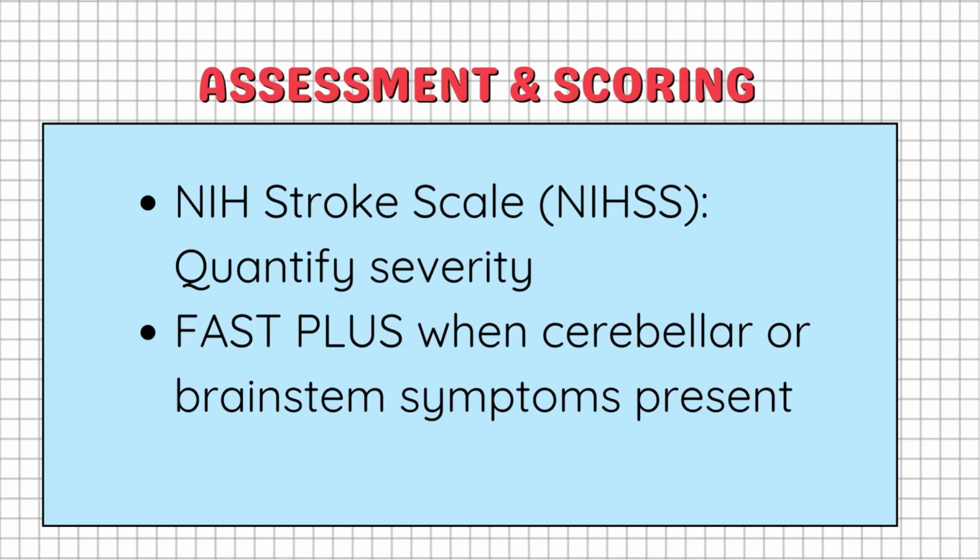The score ranges from 0 to 42. A score of 1 to 4 indicates a minor stroke. 5 to 15 is moderate. 16 to 20 is moderately severe, and above 20 suggests a severe stroke. The NIHSS not only helps in assessing baseline deficit, but also monitors progress and predicts outcomes. In suspected posterior circulation strokes, the FAST Plus or expanded assessments are needed to capture symptoms like dysphagia, diplopia, and truncal ataxia.